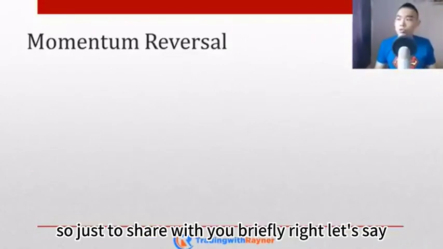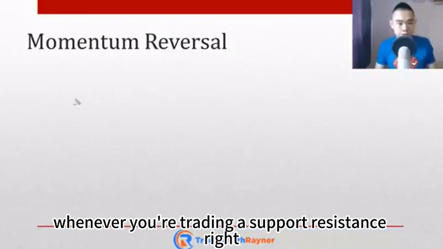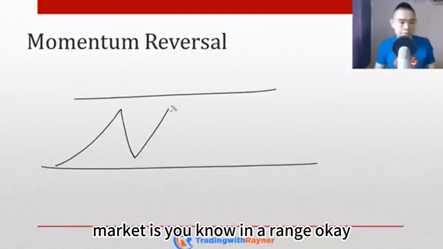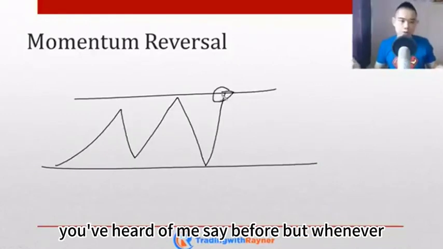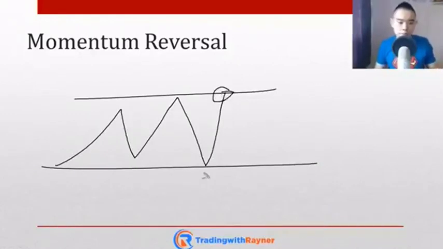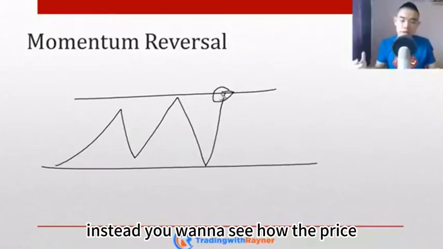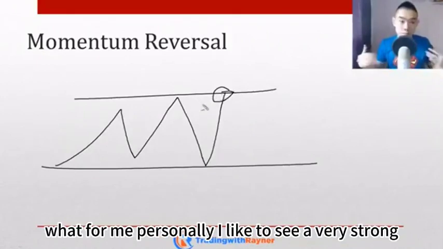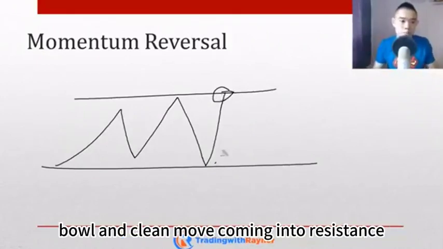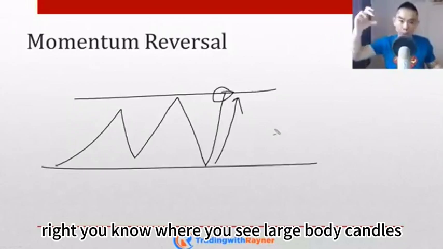Just to share with you briefly, whenever you're trading support and resistance, the market is in a range and you want to sell at resistance. I'm not sure if you've heard me say this before, but whenever the price is at resistance, it doesn't mean you go short immediately. Instead, you want to see how the price approaches resistance. Personally, I like to see a very strong, bold, and clean move coming into resistance, with strong momentum and large bodied candles.